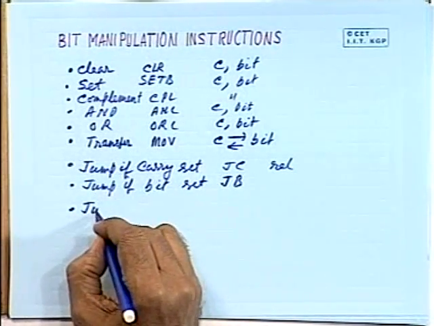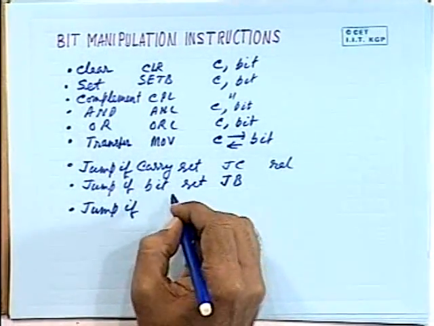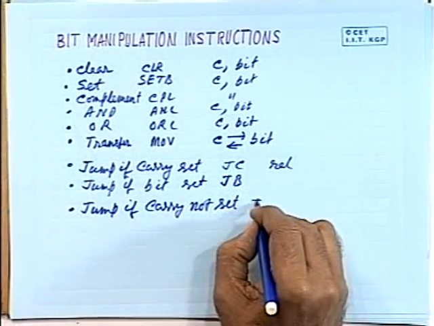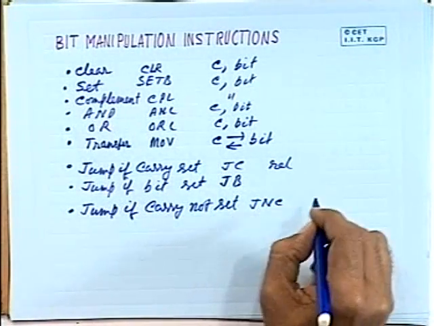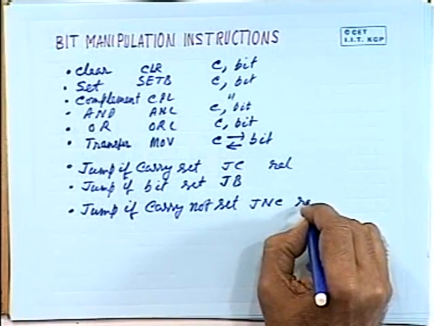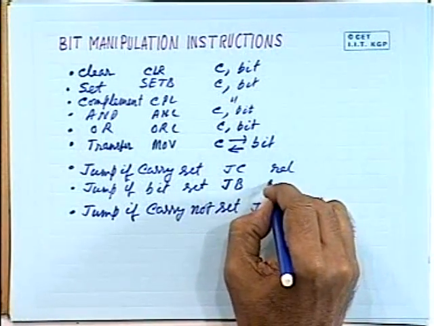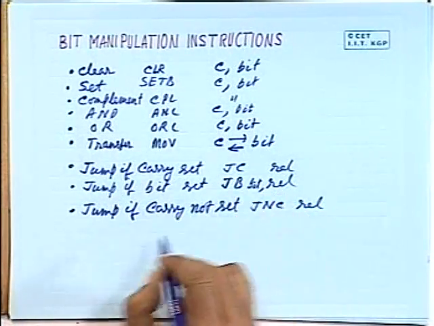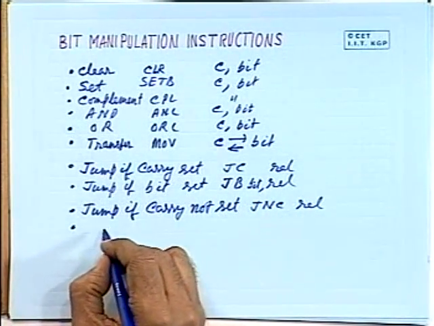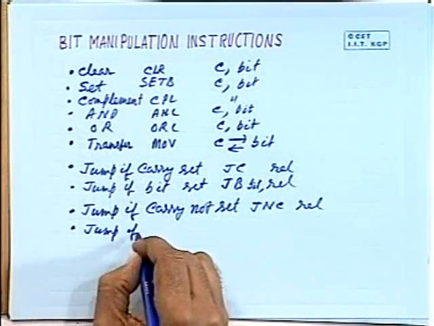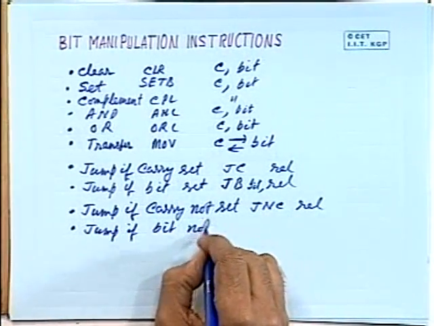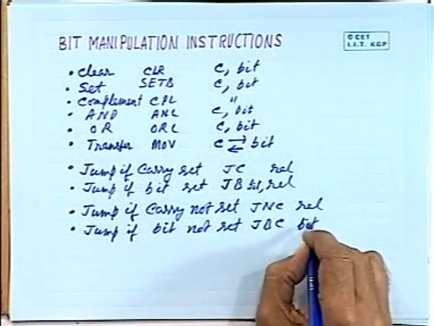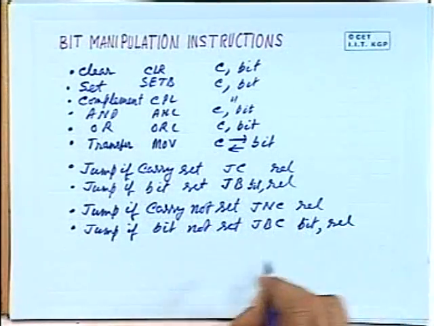Then you have got instruction like jump if carry not set, JNC, and in both the cases the address is relative. Here also it is relative. Then of course you have to provide the bit, which particular bit, that address also has to be provided here. Then you have got jump if bit not set, that means JNB. Here you provide the bit to be selected, and also the relative address.